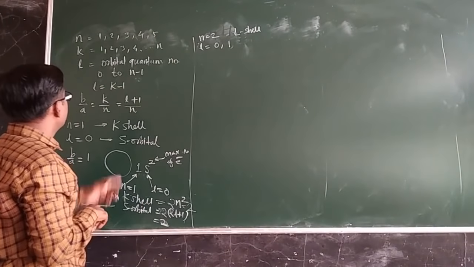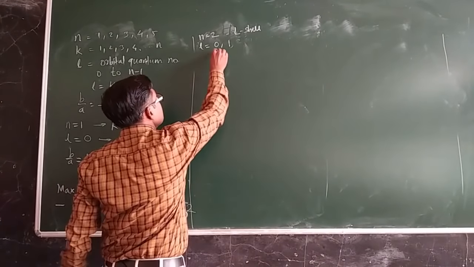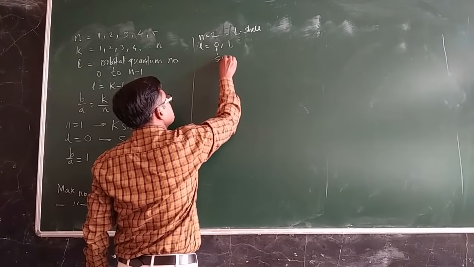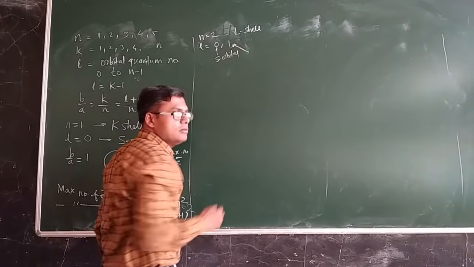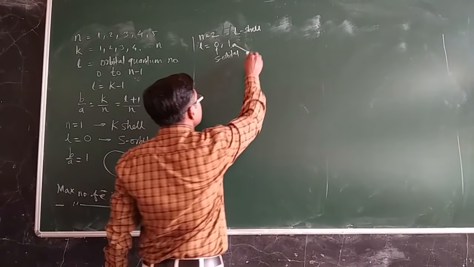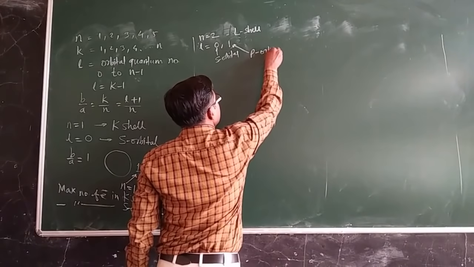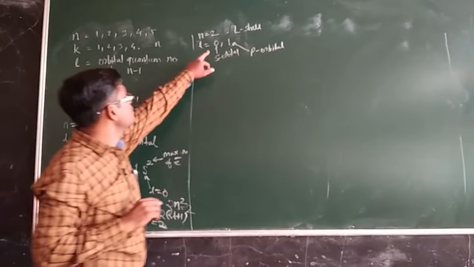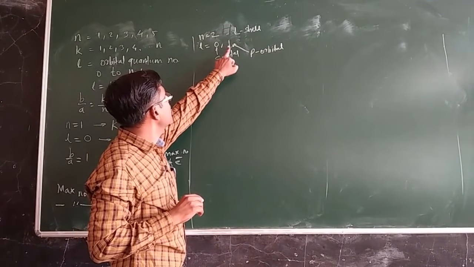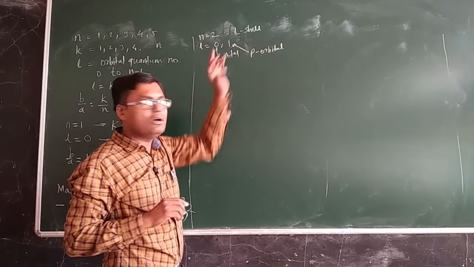Now we have learned that when L is equal to 0, it is called s orbital, and when L is equal to 1, what should be the name? It will be called a p orbital. So L equal to 0 implies s orbital, and L equal to 1 implies p orbital.